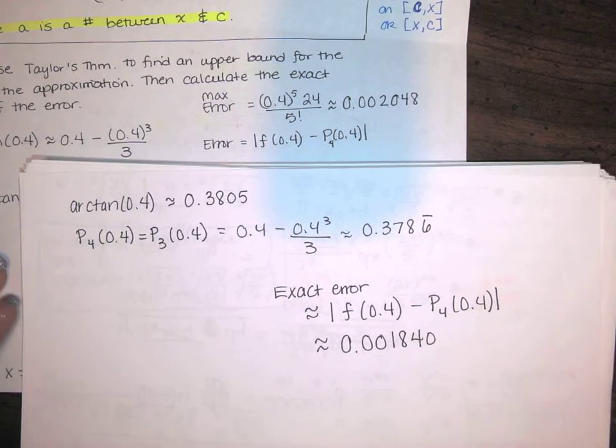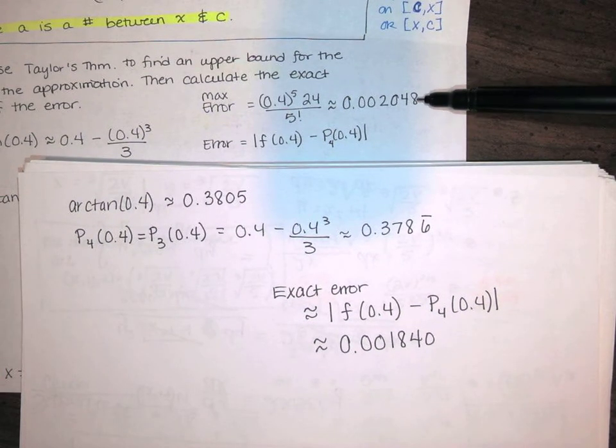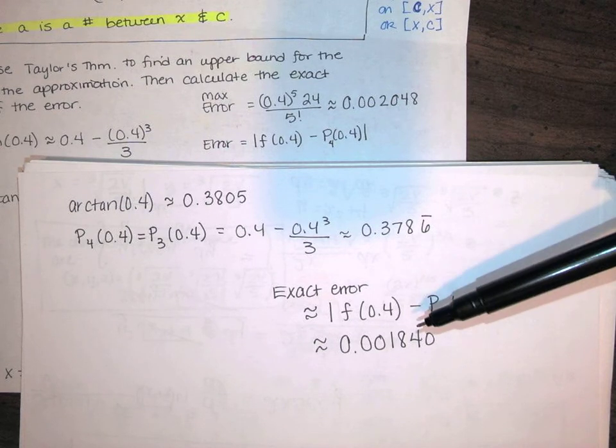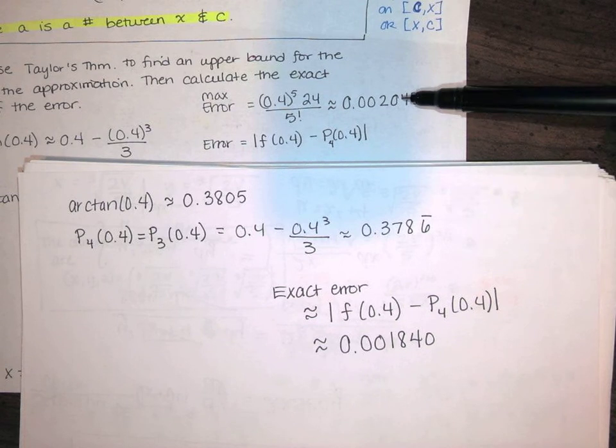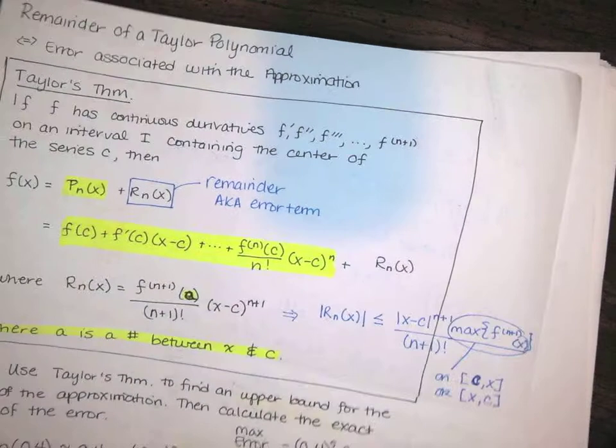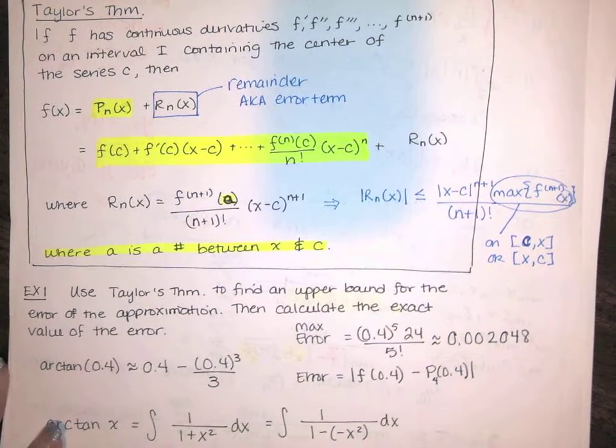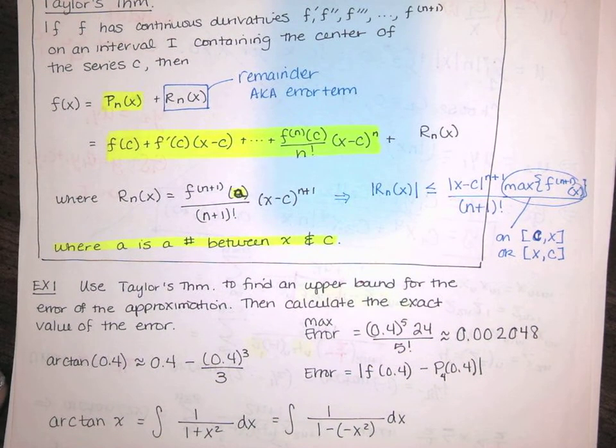So our formula told us that the maximum value of the error would be 0.002. It turned out that the true error was 0.0018. Not bad. It was a pretty good approximation. Okay, so that's it for this video. I know that was a long and involved process.